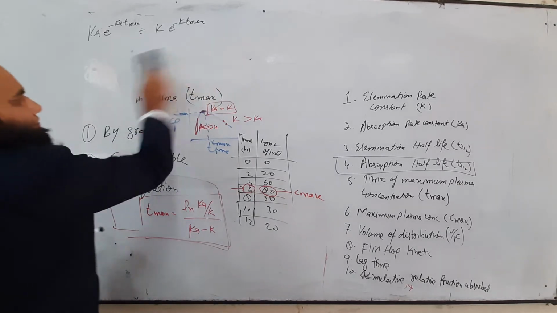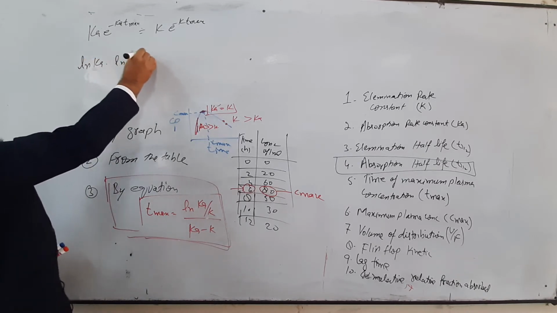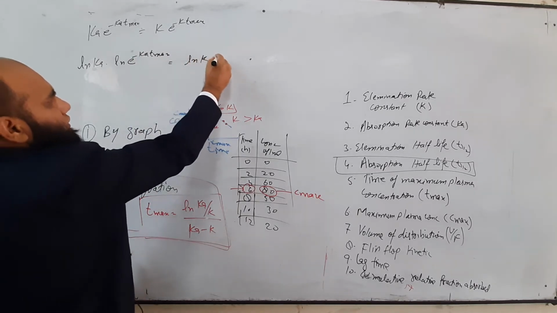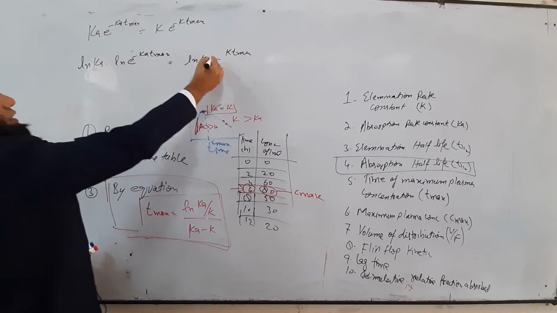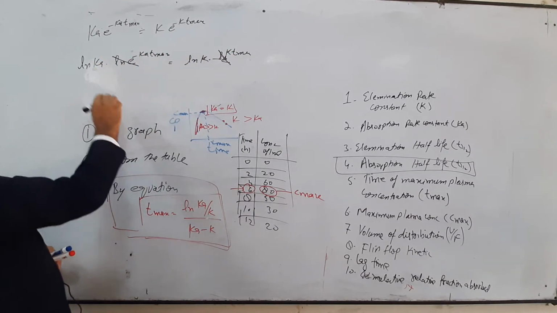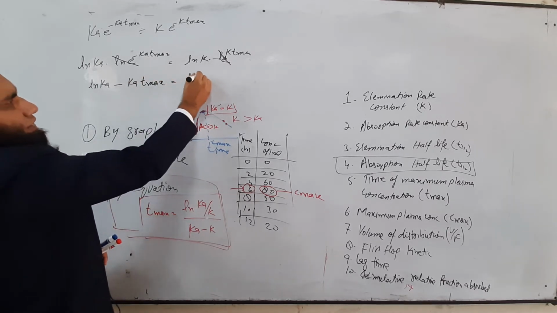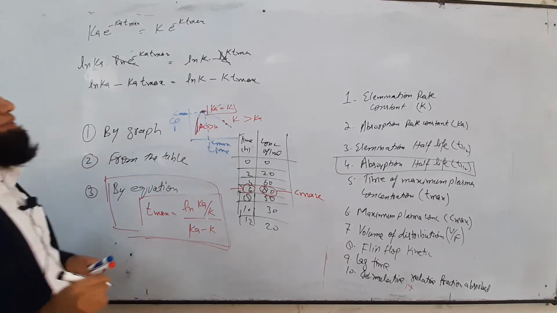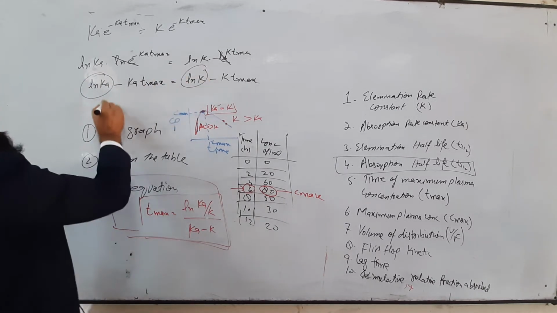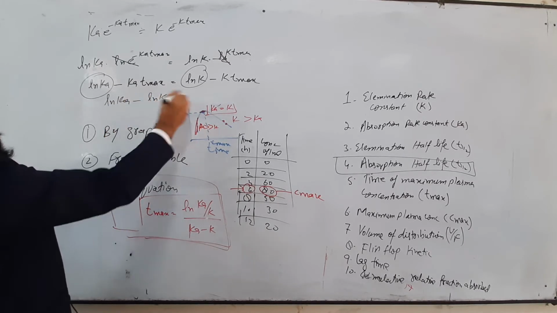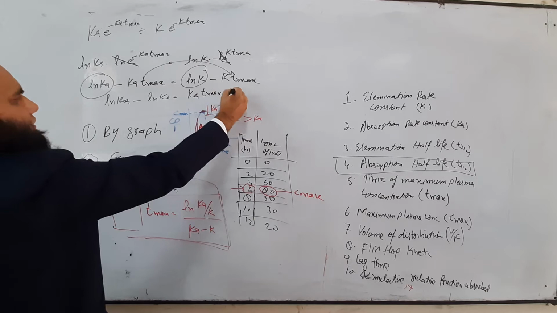When we apply the natural log, we have ln Ka plus ln e^(-Ka Tmax) is equal to ln K plus ln e^(-K Tmax). The natural log and exponential will cancel, and we will get ln Ka minus Ka Tmax is equal to ln K minus K Tmax. Then we move terms so that ln Ka minus ln K is equal to Ka Tmax minus K Tmax.